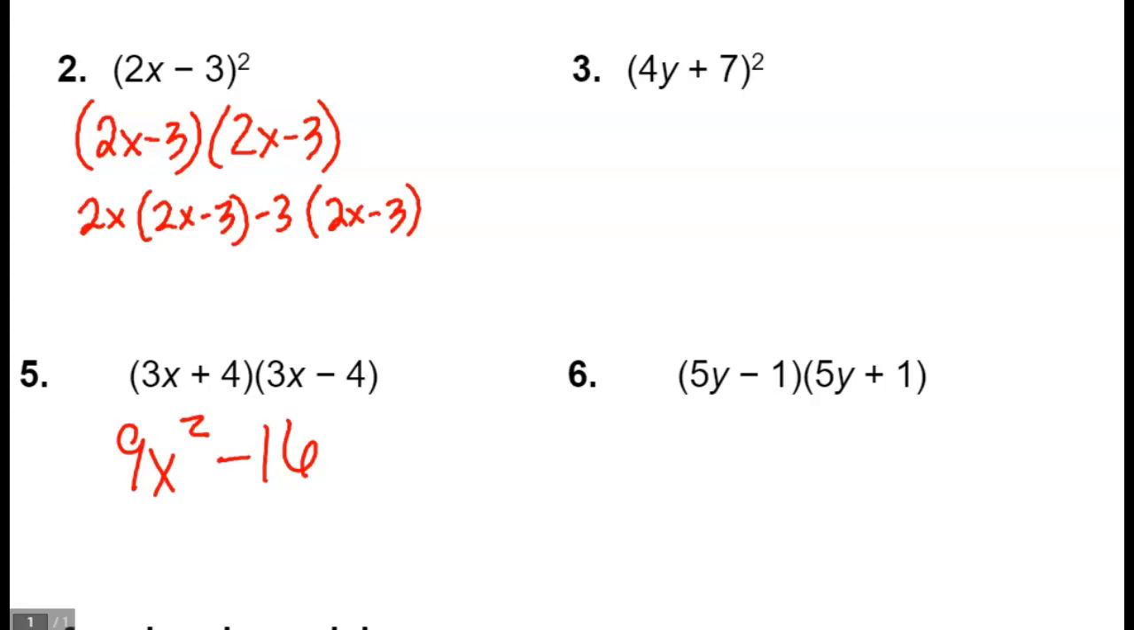So now I'm going to do 2x times 2x is 4x squared. 2x times negative 3 is negative 6x. Negative 3 times 2x is also negative 6x. Negative 3 times negative 3 is a positive 9. Combine your like terms. 4x squared minus 12x plus 9.